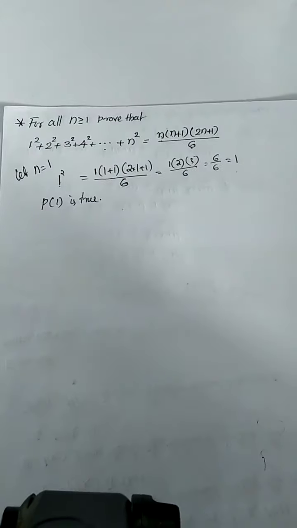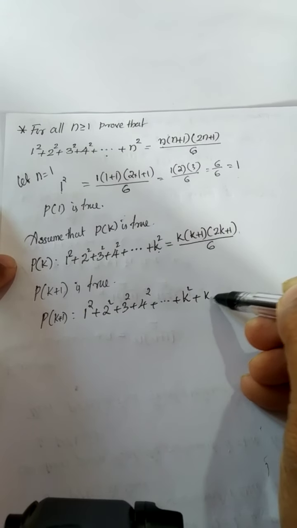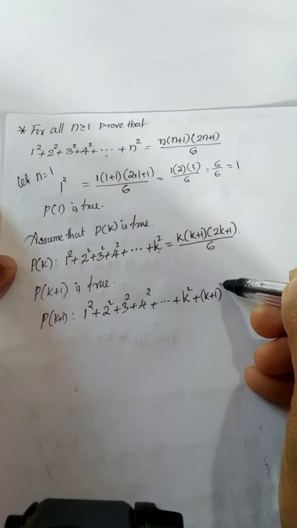So now we want to prove that P of k plus 1 is true. We want to prove this one. So what is P of k plus 1? On the left side, it is 1 square plus 2 square plus etc. plus k square plus k plus 1 whole square. So this is P of k plus 1.